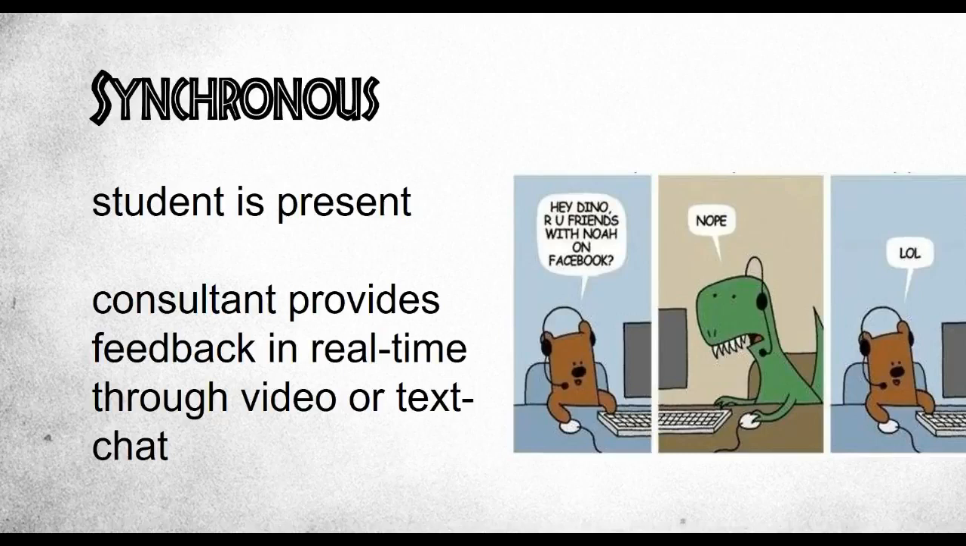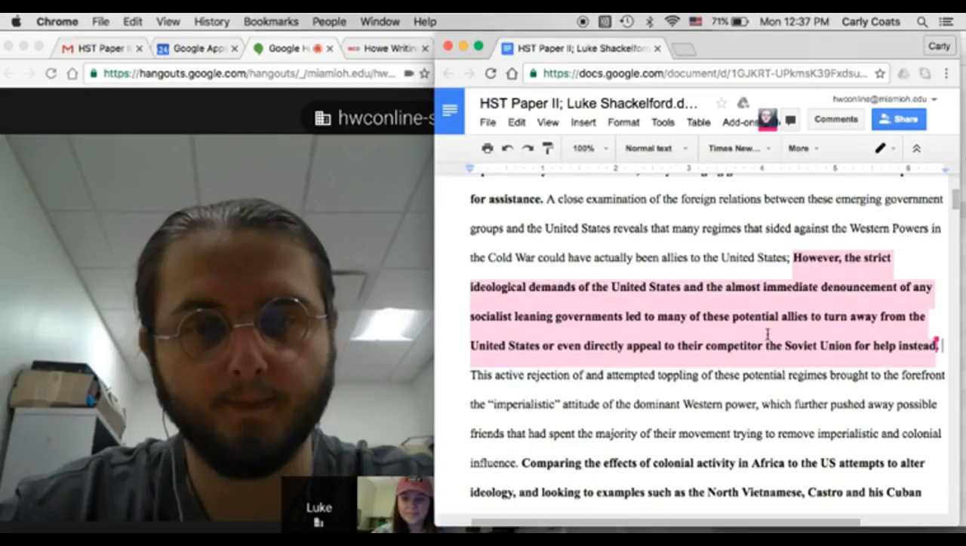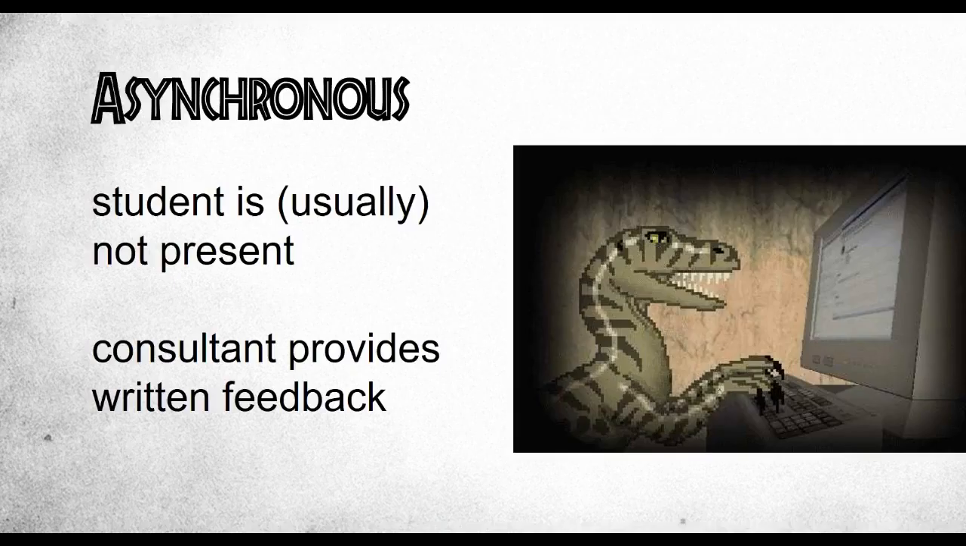We have two types. In synchronous appointments, the student is present and the consultant works with them in real time through video or text chat. They view the student's writing together in Google Docs or through screen sharing. A tip for remembering this term is to think of how you can sync different devices together in real time.